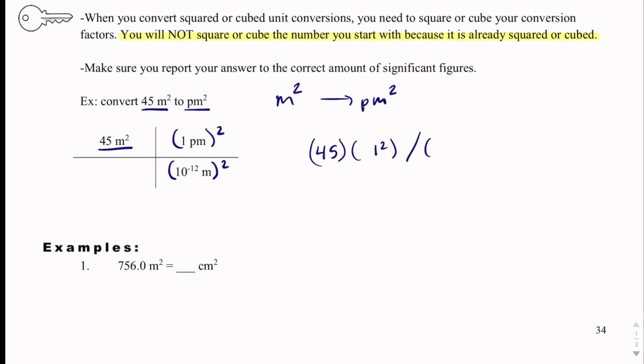And then divided by, and you might have to do double parentheses, 10 to the minus 12 squared. Now, what you can do is, because the 2 and the minus 12 are in the same level, they're in that exponent level, they will just multiply. So if you wanted to, you should get the same answer if you did 45 times 1 squared divided by 10 to the minus 24. So plug in both of those. Just make sure you're good with your calculator to see if you get the right answer.